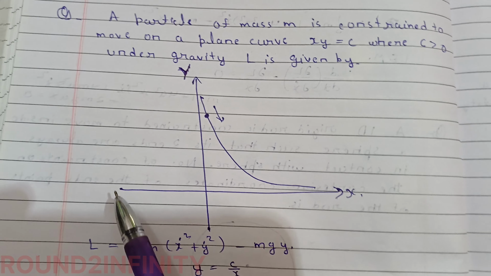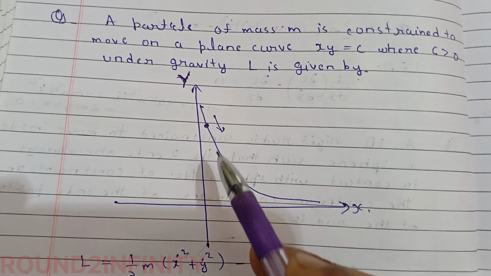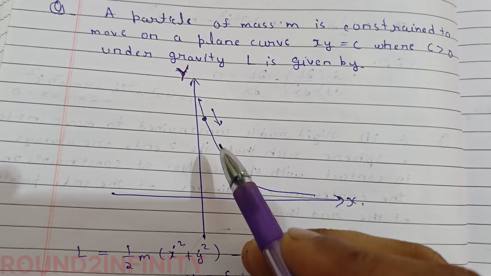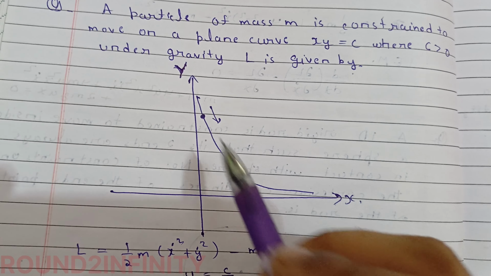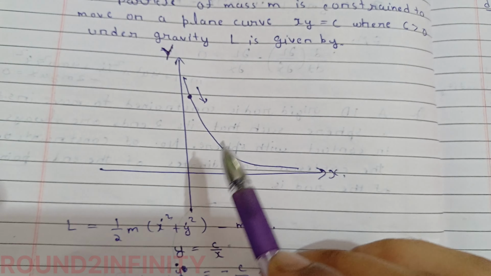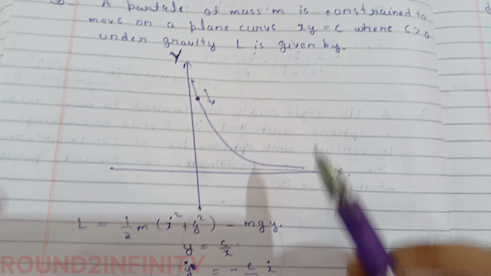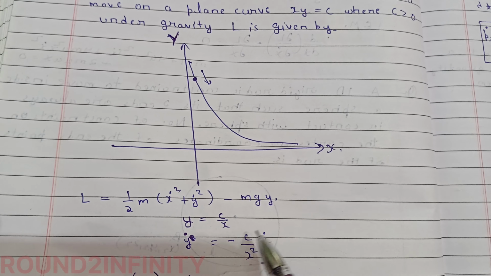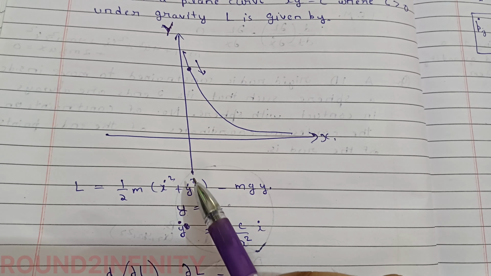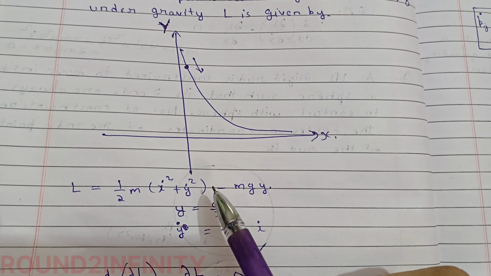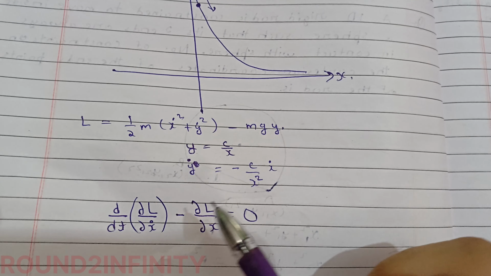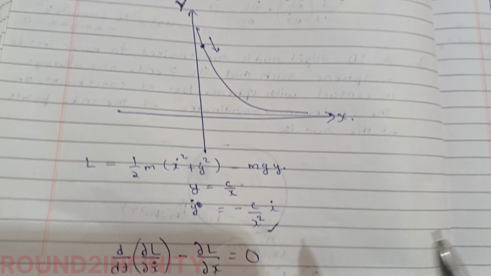So the gravity reference axis is on x. So at any point the potential energy will be mg y, and our velocity at any point will be vx square plus vy square. So kinetic energy will be half m (x dot square plus y dot square) minus potential energy mg y. Now you know y equal to c by x, so just substitute c by x in place of y, and y dot will be minus c by x square times x dot. Okay, so just substitute these values and you will get only one variable, that is x, and then use the Lagrangian equation, and you will get the equation of motion for this particle.